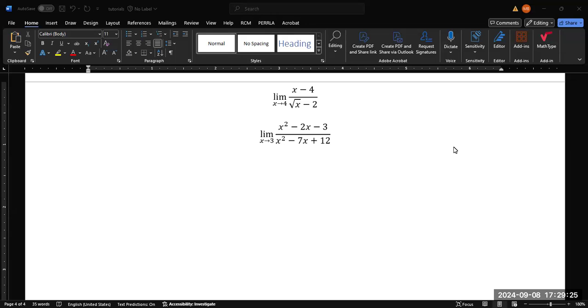All right, so in this video, we're going to be looking at how to evaluate limits numerically using Excel. So I'm going to look at these two examples. I picked them for their relative simplicity, but also because they illustrate the points that we're going to be trying to make.